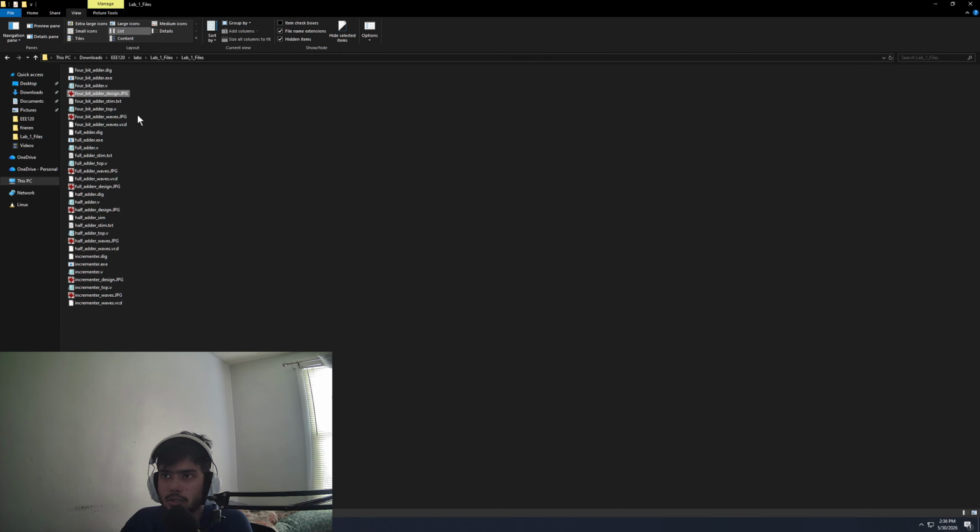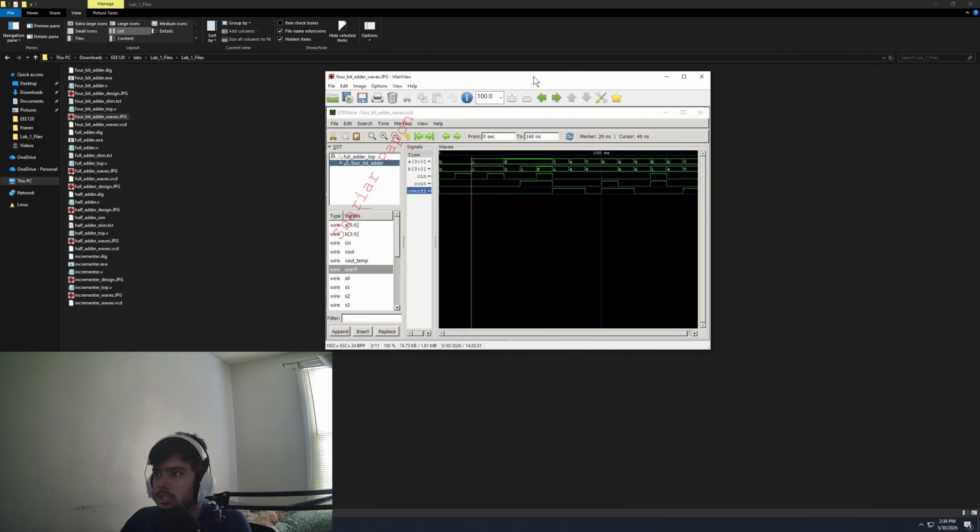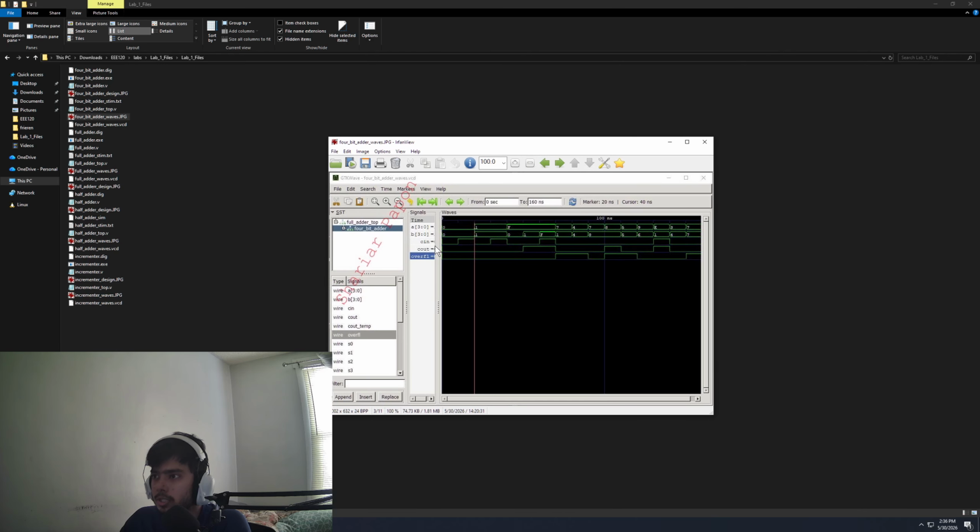And we can also look at the wave diagram for that. And here are the waves, and we can see the graph. It shows our A and B, and basically all the simulation values that we put, and also shows the C in, C out, and overflow. And you can see it overflows on some occasions here, so that also works.